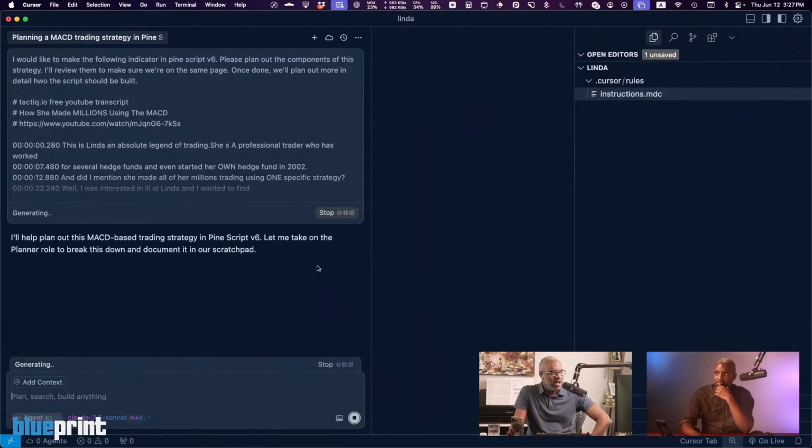Okay, it's going to help plan out this MACD-based trading strategy in PineScript v6. Let me take on the planner role to break this down and document it in our Scratchpad. See, it's saying it's planner mode, even though we didn't include instructions, because it's included automatically in the response.